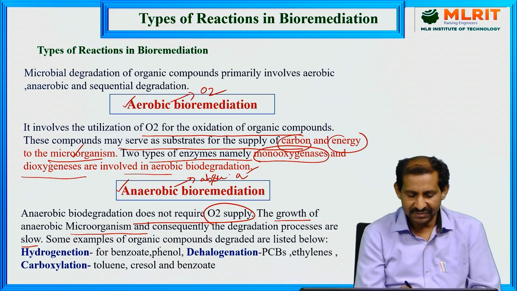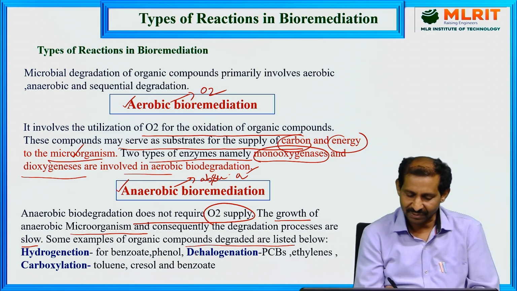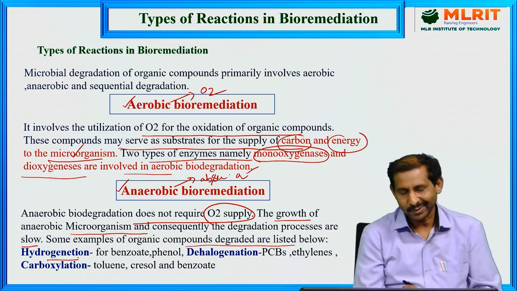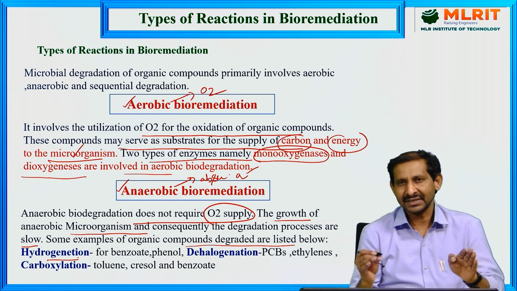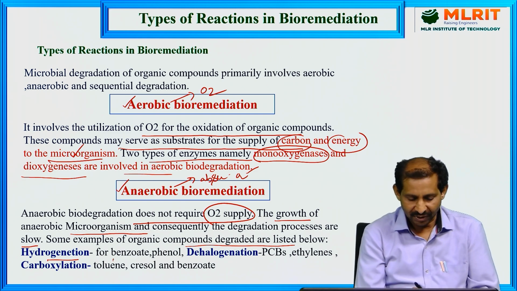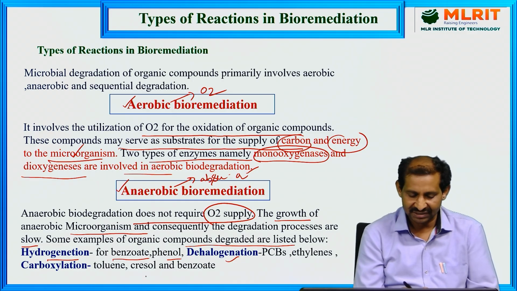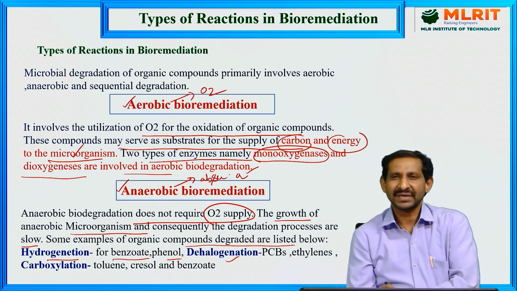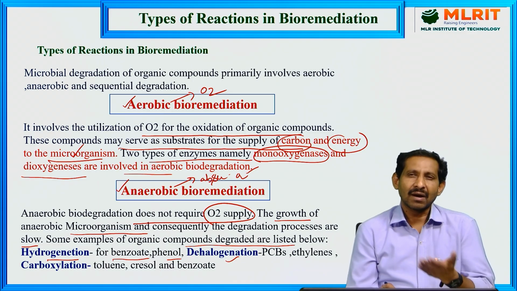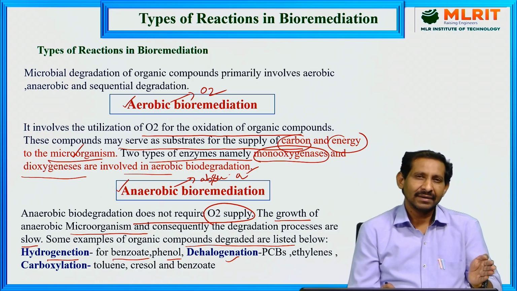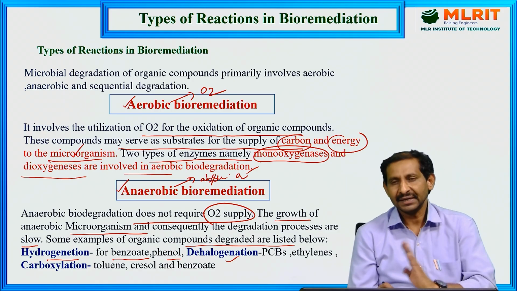Some examples of organic compound degradation are given below. Hydrogenation means a reduction of double bond compounds. For benzoate, phenol, dehalogenation, PCBs, ethylenes, and carboxylation, these are all compounds present in the organic matter that will be degraded in the absence of oxygen.